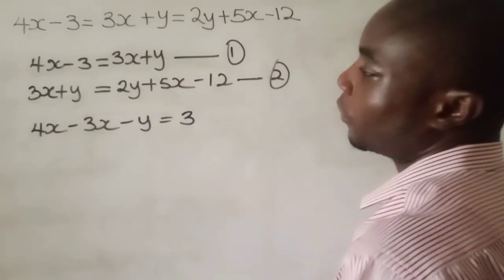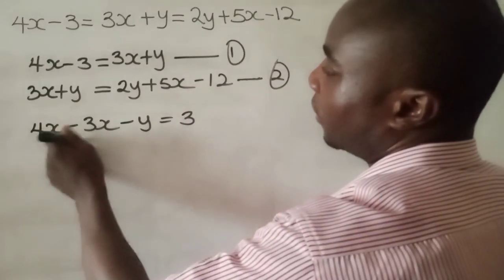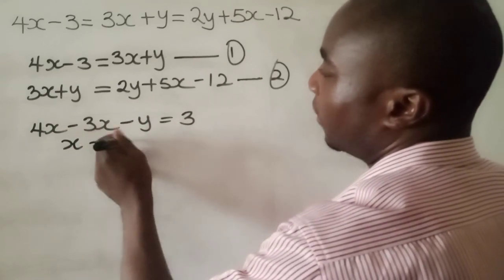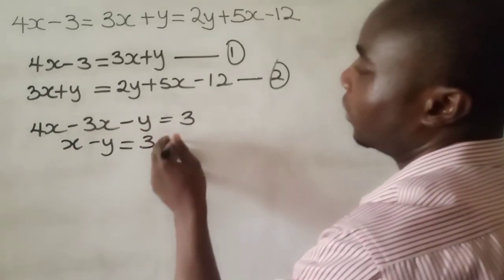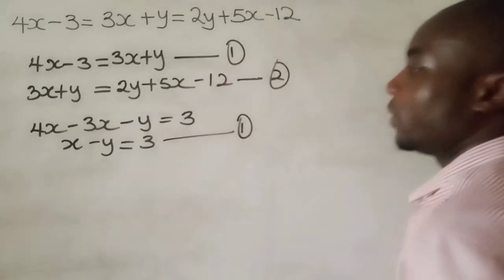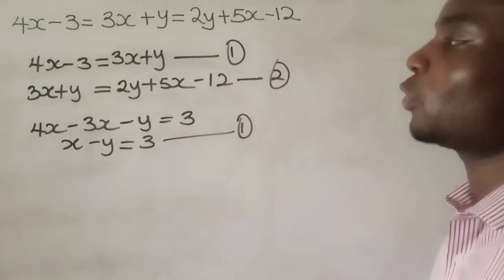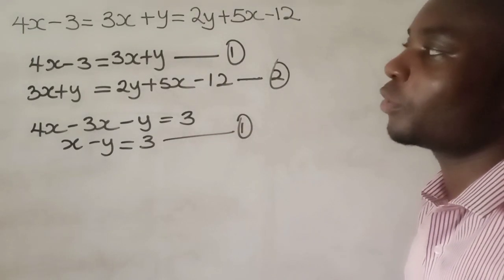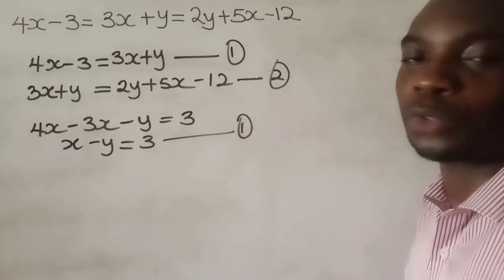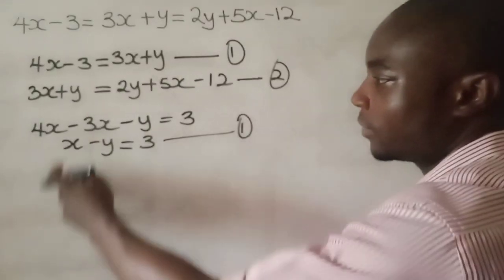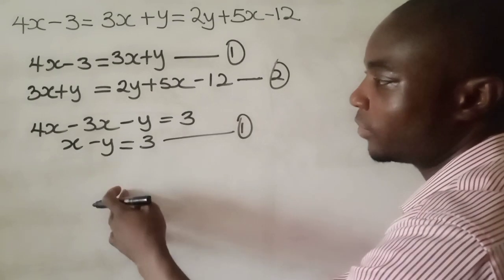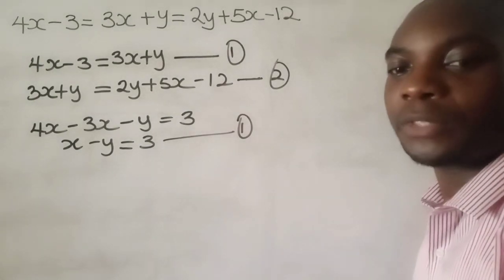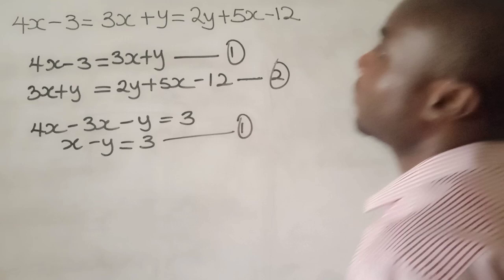All right. So 4x minus 3x gives us x minus y is equal to 3. And that's our equation 1. So we've rearranged equation 1 the way we want it to be. The next thing we're going to do is to rearrange equation 2, so we can have x, y, the equality sign, and our constant. All right. So let's continue.